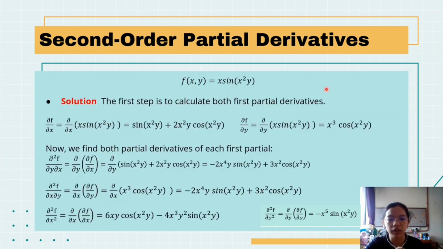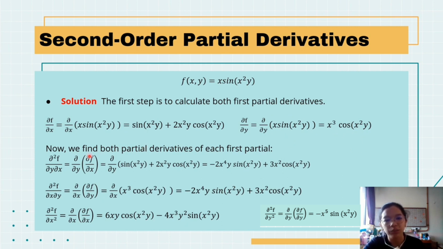So let us look at another example. f(x,y) is equal to x sin(x²y). So the first step is similar. You need to calculate both first partial derivatives first. So you calculate ∂f/∂x, you will get this equation. Then you find ∂f/∂y, so you differentiate this equation with respect to y and treat x as a constant, then you will get this equation.